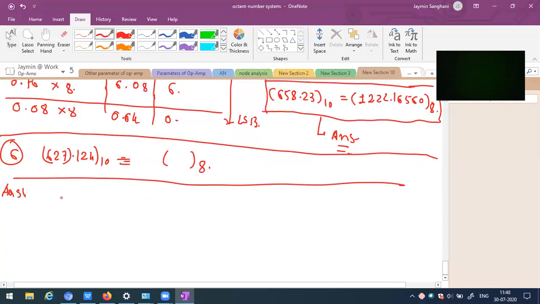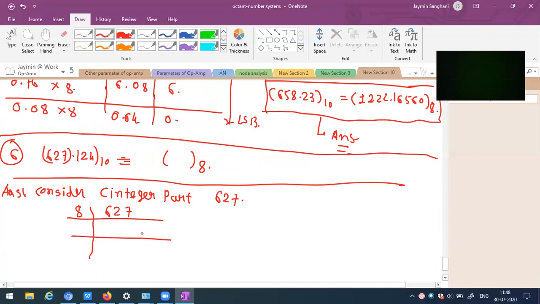See here, consider the integer part. 627. See this. How can 627 be converted into octal? 8 sevens are 56. So remainder is 6. 67. 8 eights are 64. So remainder is 3.